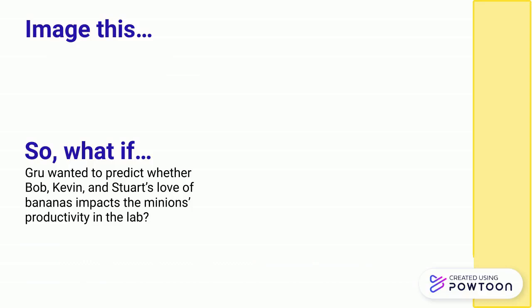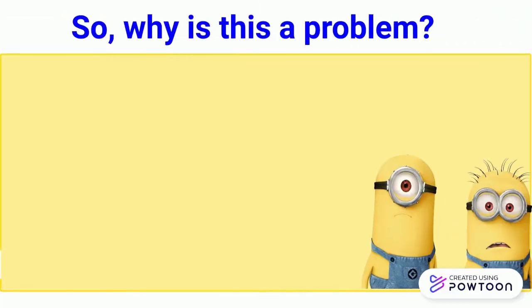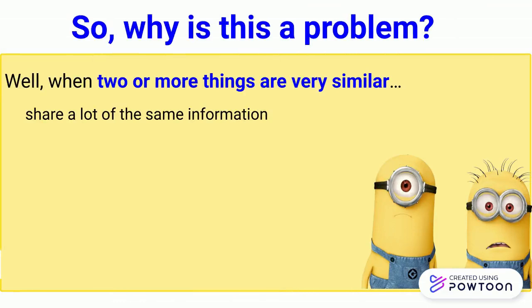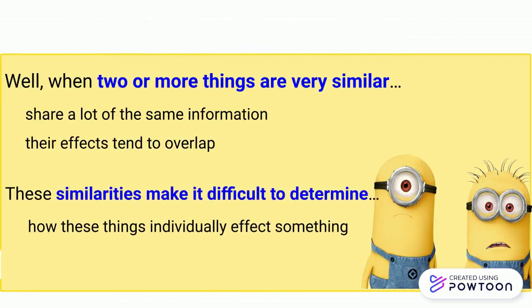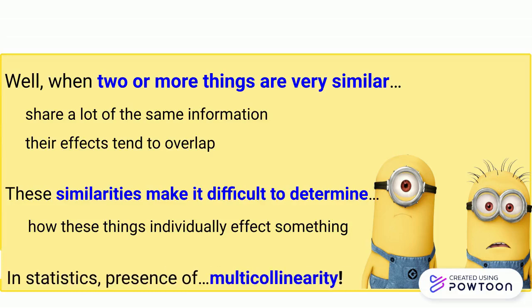Great question. Well, when two or more things are very similar, they share a lot of the same information and their effects tend to overlap. These similarities make it difficult to determine how these things individually affect something. When Gru looked at the data, he wanted to get a significant result. But when he looked at each individual minion, their effects seemed insignificant because their banana-loving habits overlap so much. In statistics, we consider this the presence of multicollinearity.